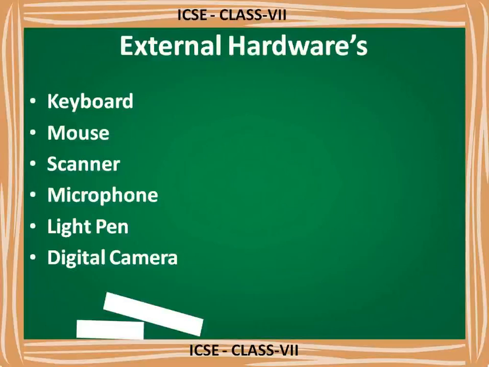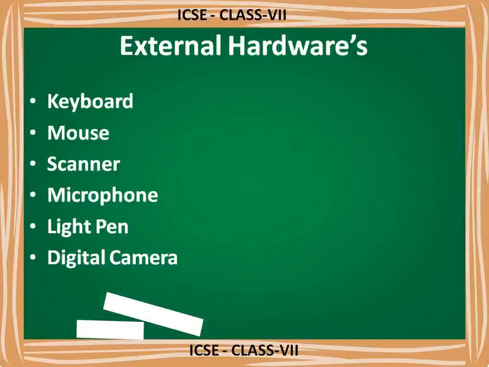Next is the microphone. Microphones are used to record voice. Again, it's an input device, and the most popular input device, because if you want to record anything, you should have a microphone. Without a microphone it's very difficult to record audio.